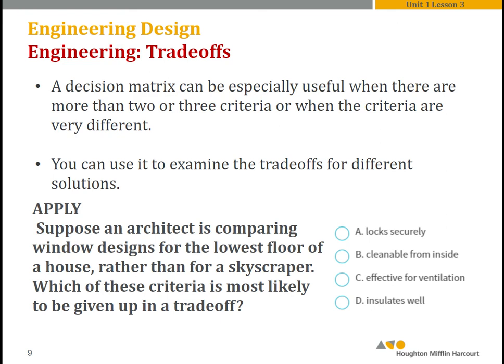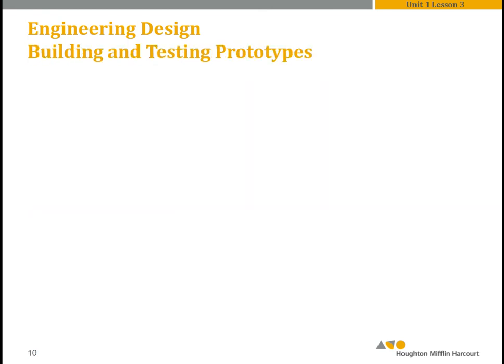Cleanable from the inside, is that super important? Probably not so much on a house, because you can reach the windows from the outside. So that's the one that you would probably be most likely to trade off. Ventilation, no, ventilation is important in a house because you need air to circulate through to be comfortable. Same thing for insulation, you want it to be well insulated. So the most likely trade-off here is cleanable from the inside.